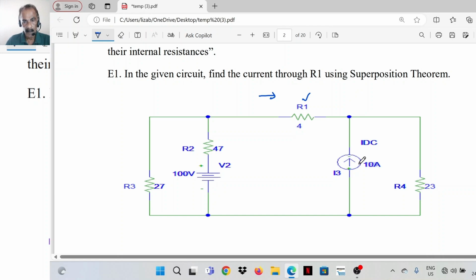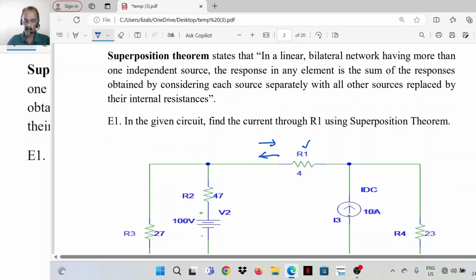Next, consider the current source and replace the voltage source with its internal resistance. That means the voltage source internal resistance is 0. That means replace the 100-volt source with a short circuit. Consider only the current source and find the response in element R1. We are getting some value of current through R1. If we add these two currents with the proper polarity, then we will get the response, the combined response of both the sources in R1. That is the statement of the theorem.